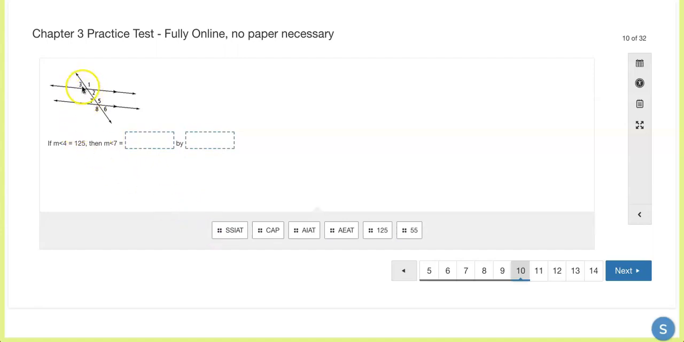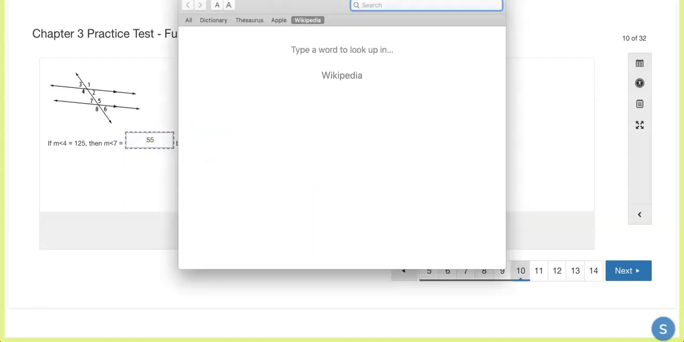So 4 and 7, let's start with the vocab. They're on the same side of this transversal coming through, and they're on the same side of the interior. So they're interior and they're on the same side. That makes them same side interiors, which means they're supplementary, which means the correct answer should be 55 here.